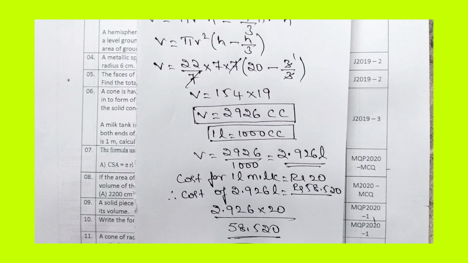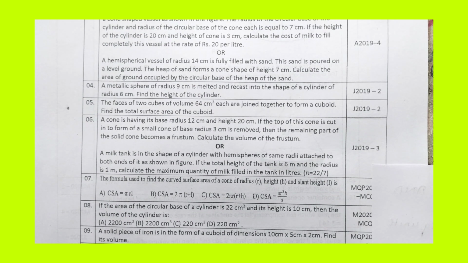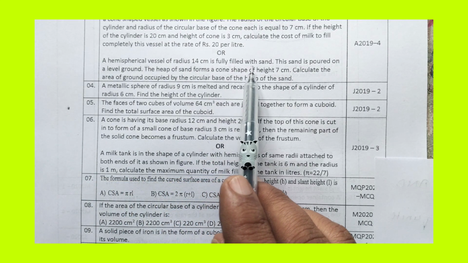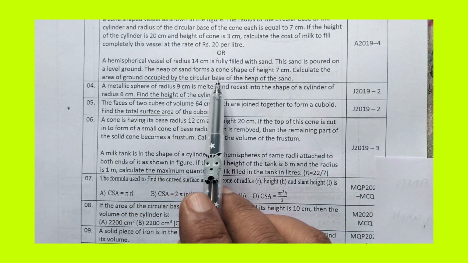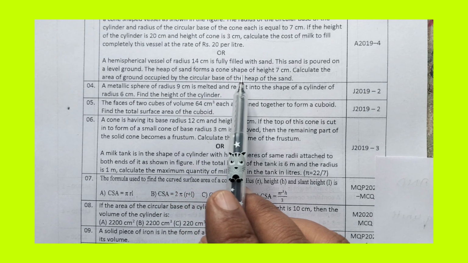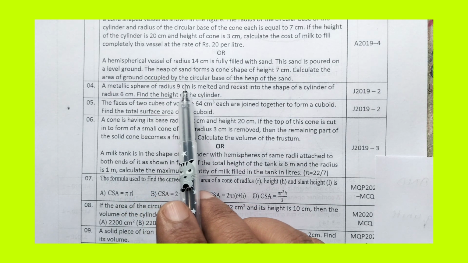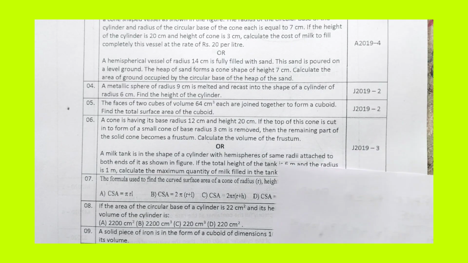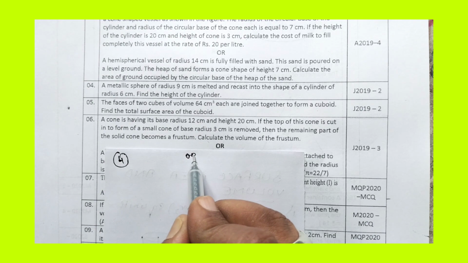So in this, only one more question is there. Let us answer that question also. That is the internal choice question. The internal choice question is: a hemispherical vessel of radius 4 cm is fully filled with sand. This sand is poured on a level ground. The heap of sand forms a cone shape of height 7 centimeter. Calculate the area of the ground occupied by the circular base of the heap of the sand. Now let us answer this question. This is the fourth internal choice question.